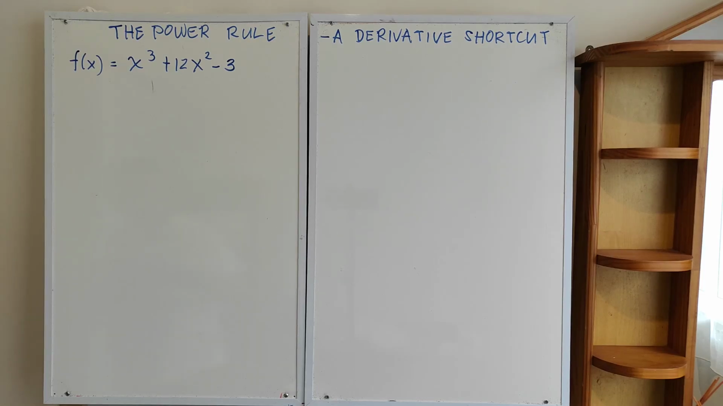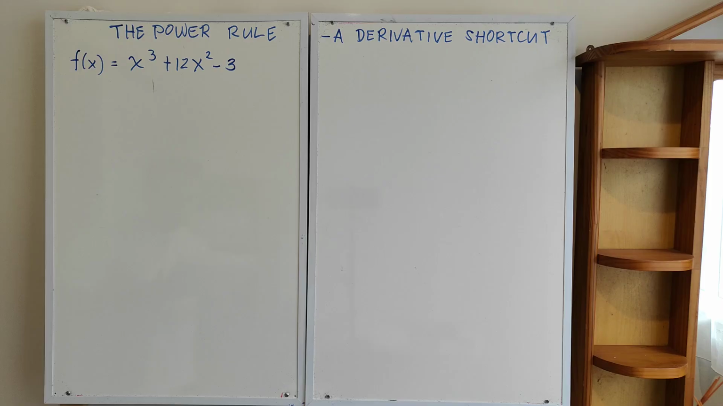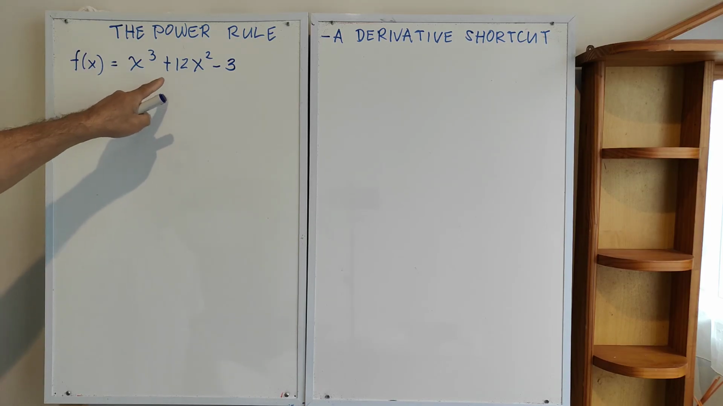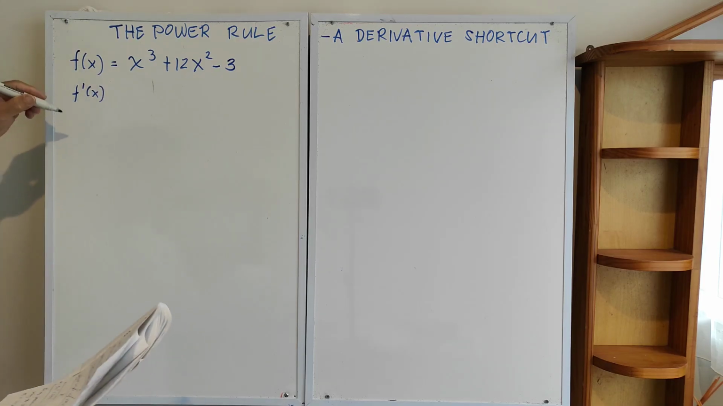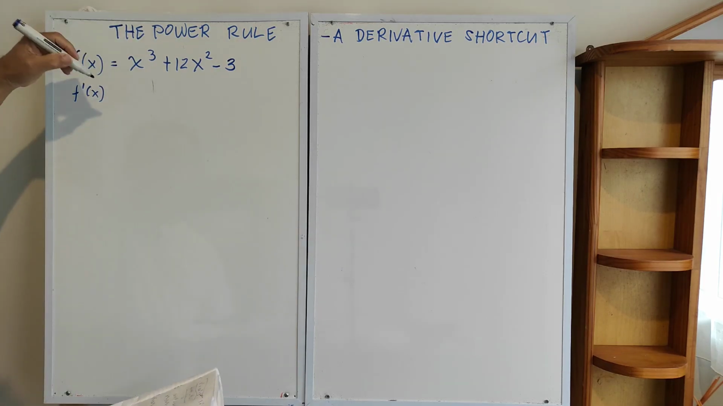In my previous topic, I introduced the derivative using the difference quotient to find the slope of a curve at any point on the curve. So let's consider this equation: the function f of x is equal to x cubed plus 12x squared minus 3. Let's try to find the derivative using the difference quotient.